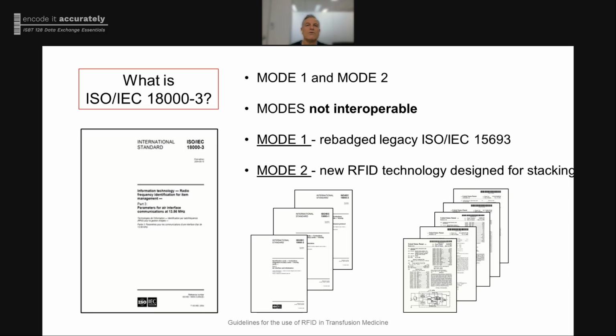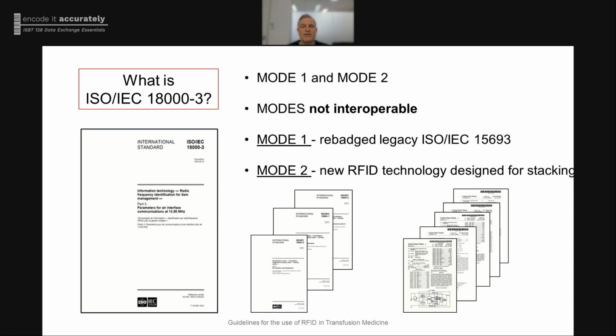ISO 18000-3 is the international standard that defines the air interface communication parameters for passive RFID systems operating at 13.56 megahertz. It defines two modes suitable for transfusion, mode 1 and mode 2. These modes are not interoperable, but they are expected to operate without causing any significant interference with each other.